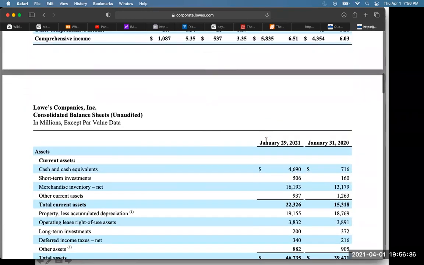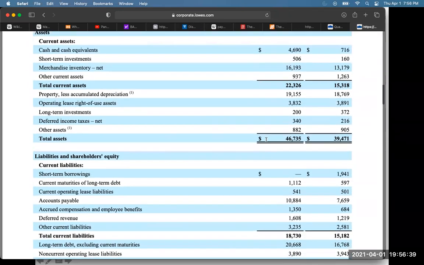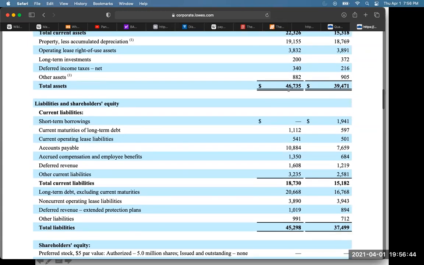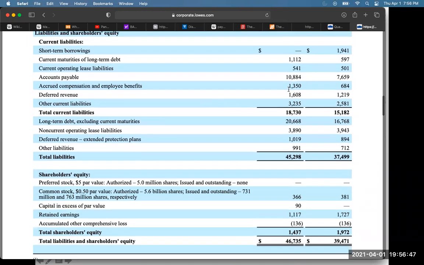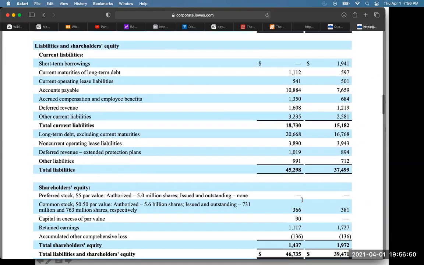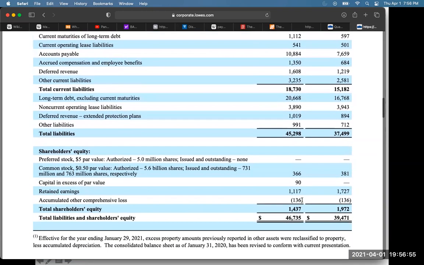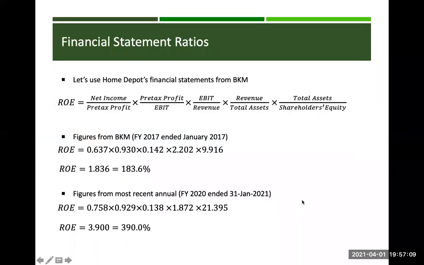Let's see. Balance sheets. All right, this is 2021. Yep, they sure do. Look at that. 46,735 divided by 1,437. 32.5 is their leverage ratio for the DuPont system analysis. 32.5, and for Home Depot it was 21. So that's considerably more.